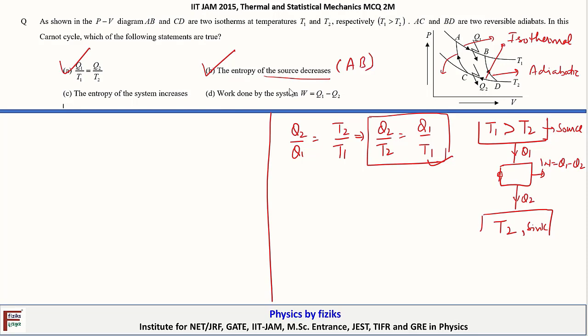Okay, now the entropy of the system increases. No, that's not true, and let's try to check that. Okay, I will come to point C at the end. Let's take a look at the point D.